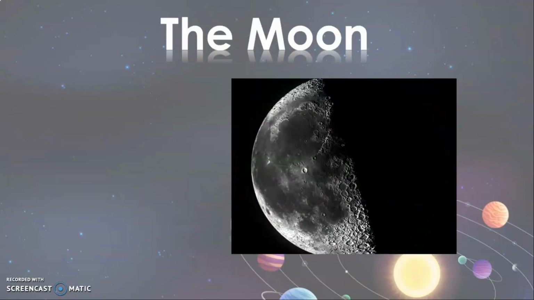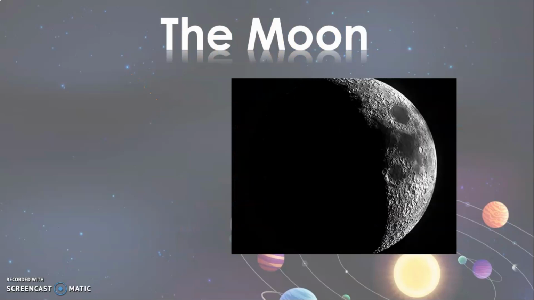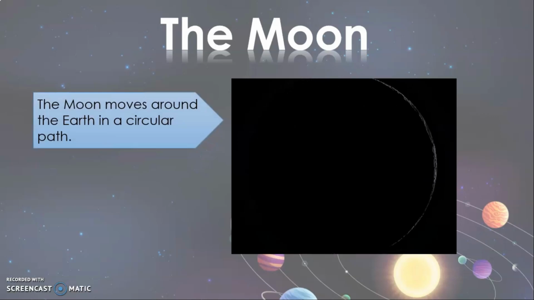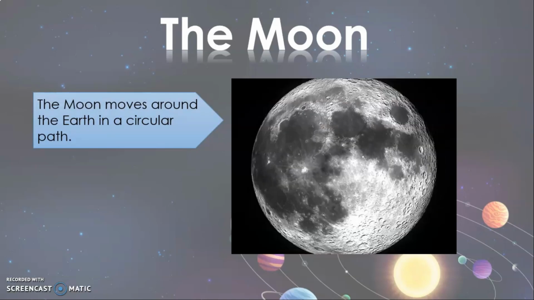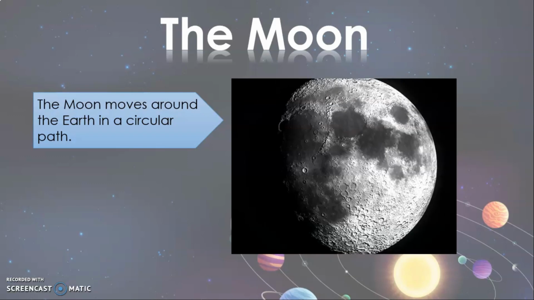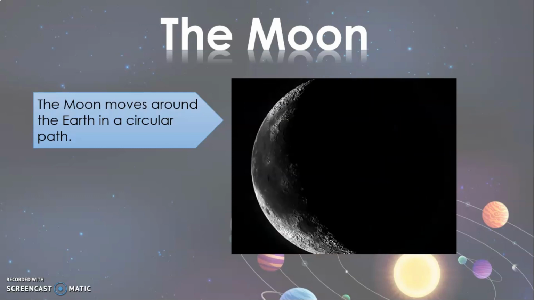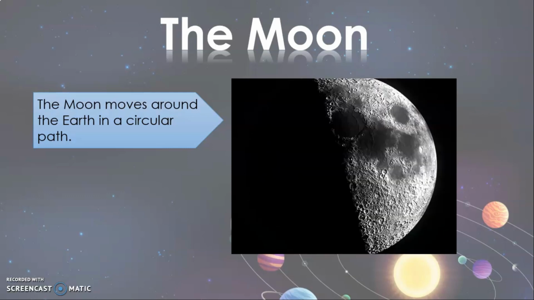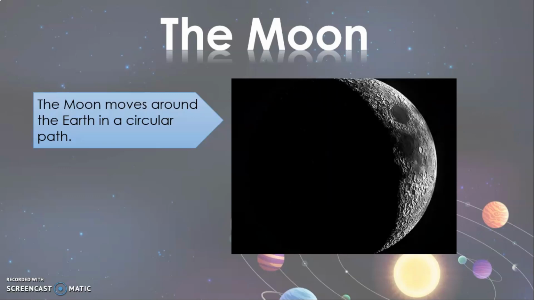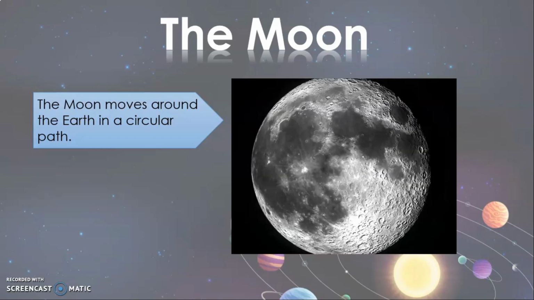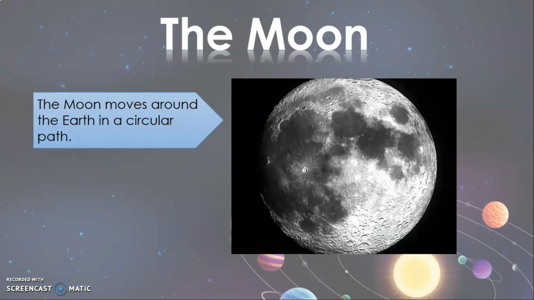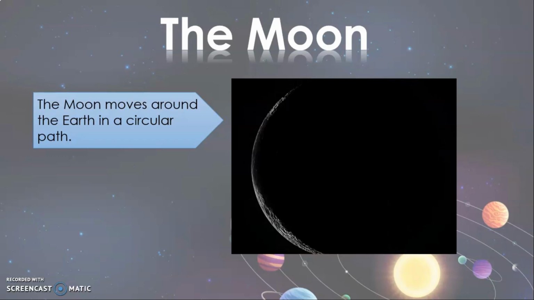Okay, next. What about the Moon? The Moon moves around the Earth in a circular path. In the previous unit, you have learned about this. We can see the Moon at night because it reflects the light from the Sun. So the Moon is not a star because it does not produce its own light. It reflects the light from the Sun.